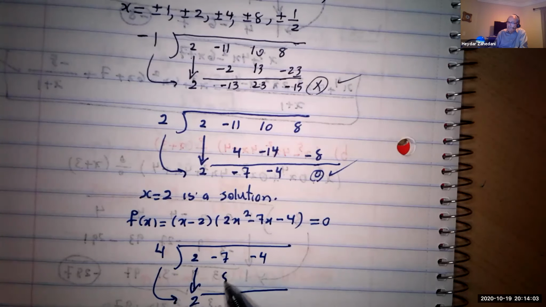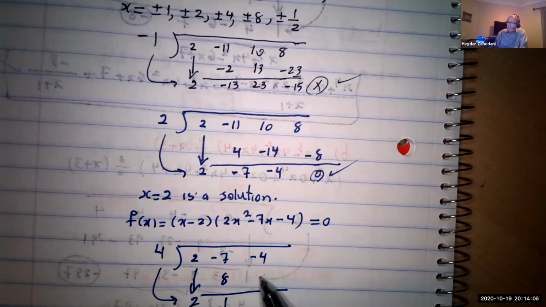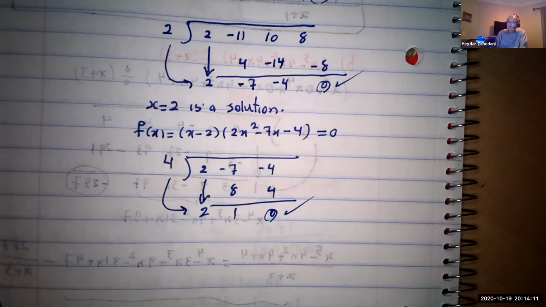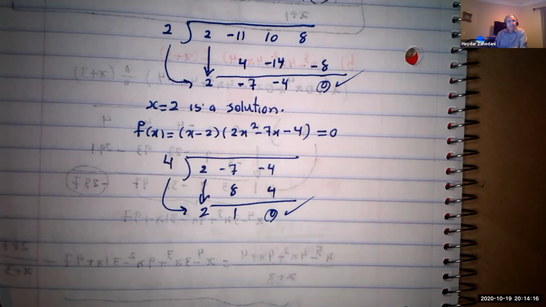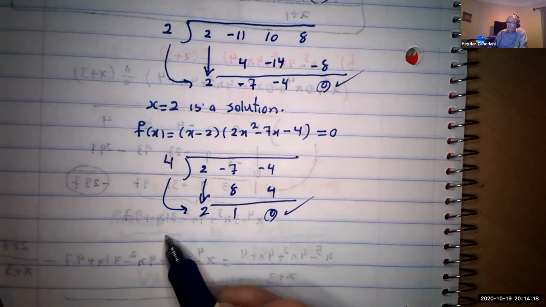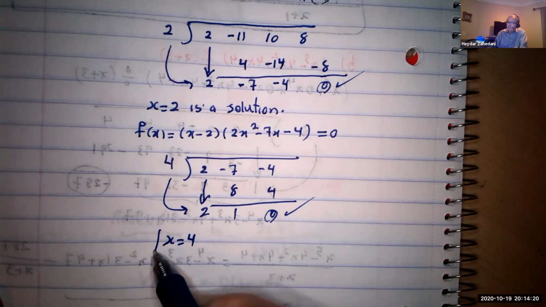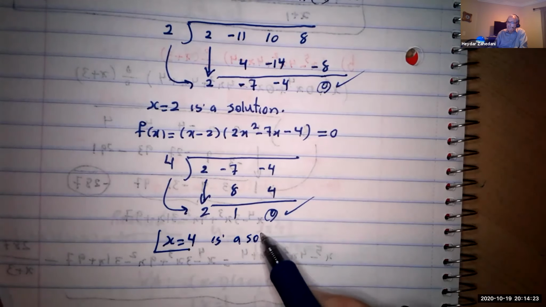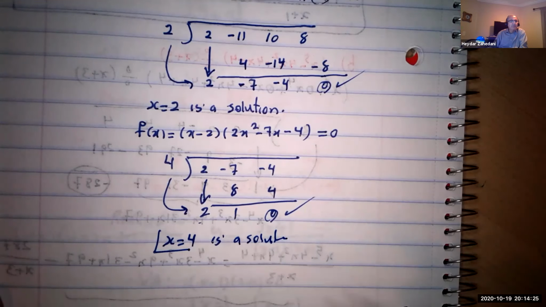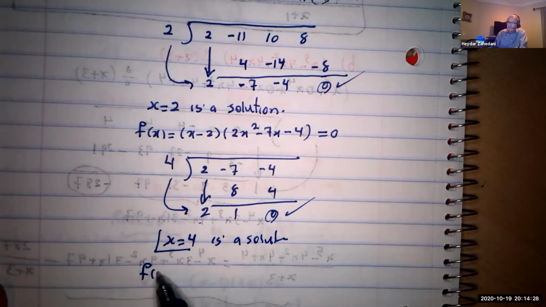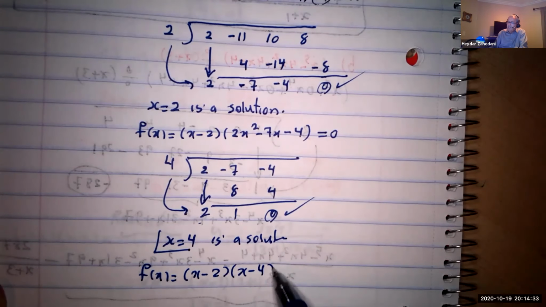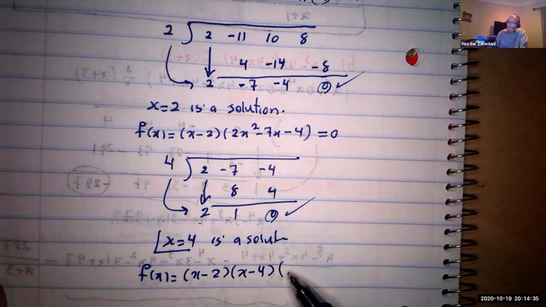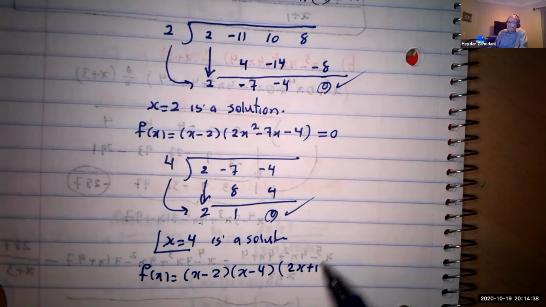that gives you 8, which is 1, and this is 4. So this means x equal to 4. Remember, you are going to check it in the reduced polynomial, not the original one. So x equal to 4 is a solution. And what's going to be the leftover? The leftover is 2x plus 1. So your f of x would be x minus 2, x minus 4, and the last one is just 2x plus 1.